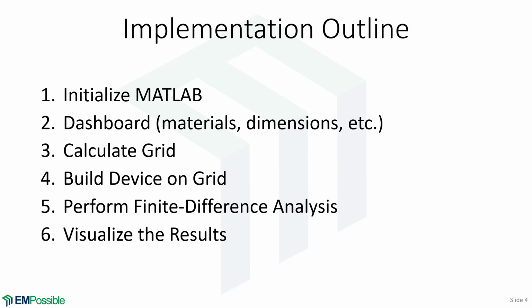Whereas if you write your code correctly, you just write a big for loop around the rest of your code and it works wonderfully. Okay, so outside the dashboard, we will calculate our grid, that's number of points, the resolution. We will build a device on the grid, so we have to somehow draw a picture of a slab waveguide on our grid. We will then perform the finite difference analysis. We will do convergence study sort of stuff. And when we finally think we have a correct answer, we will visualize the results.